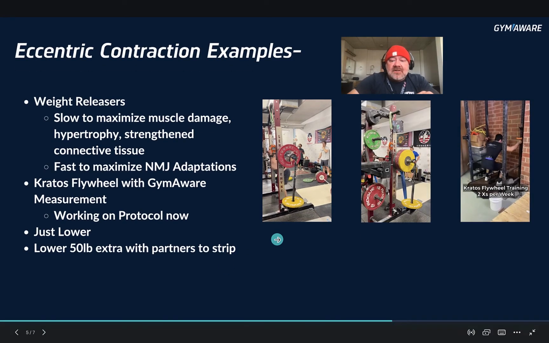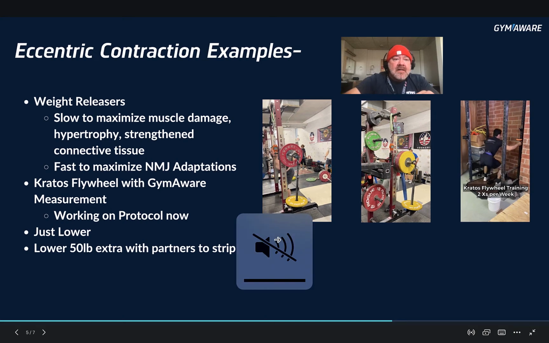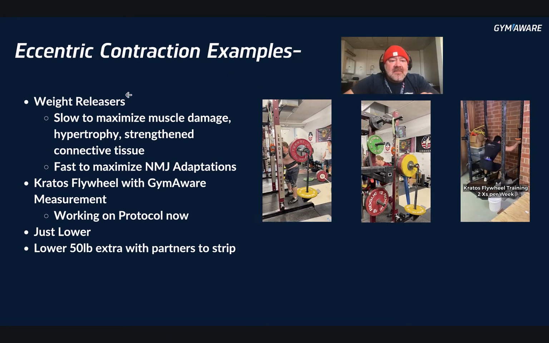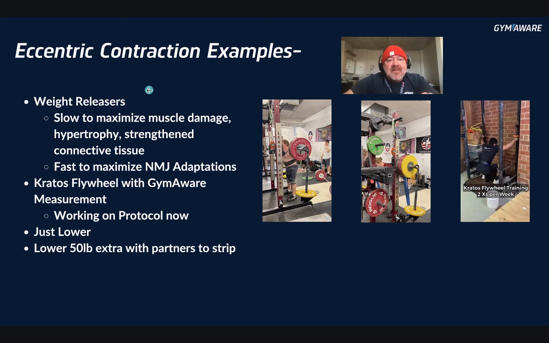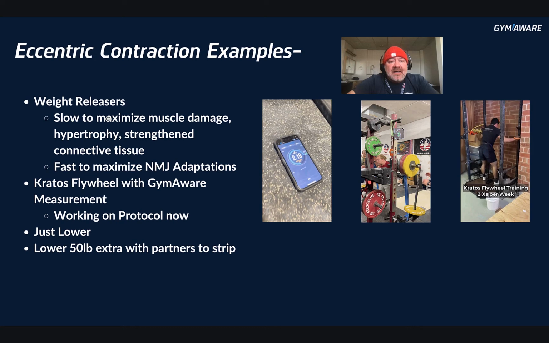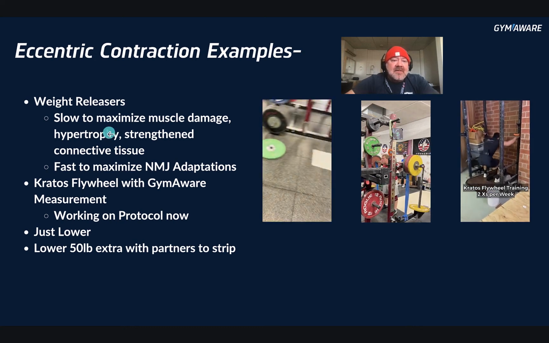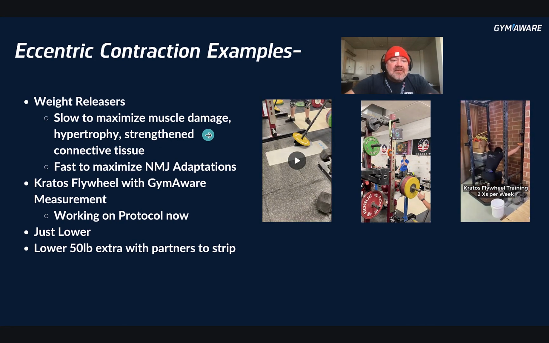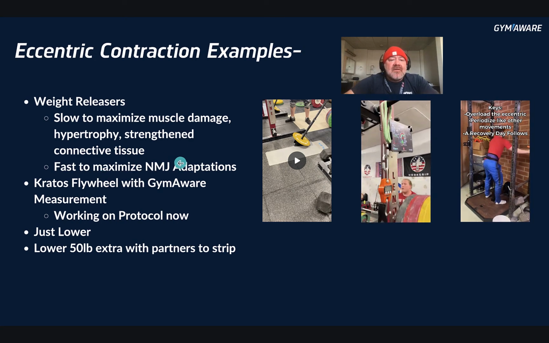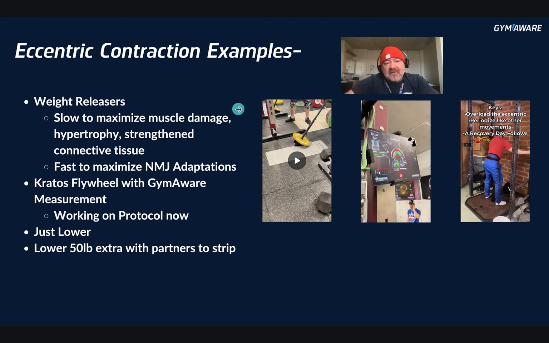So eccentric contractions. Here are some of the things that we do. We use weight releasers. You can do them slowly, and that maximizes muscle damage, hypertrophy, and strengthens connective tissue, or you can do them fast to really focus on the neuromuscular junction adaptations that we talked about.